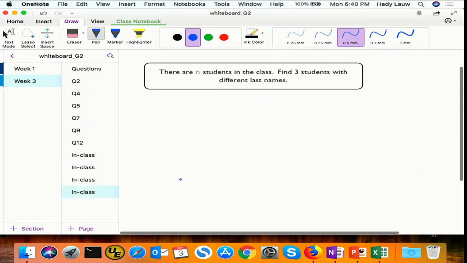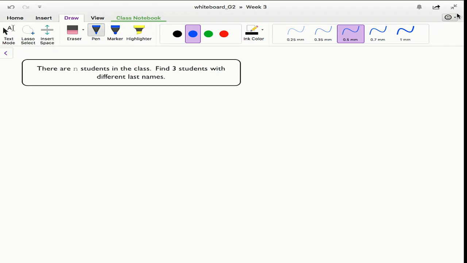Now, the final part, we are then talking about finding 3 students with different last names. And we said that there are n students in the class, we want to find 3 students with different last names. Now, what is your algorithm to try to solve this problem?